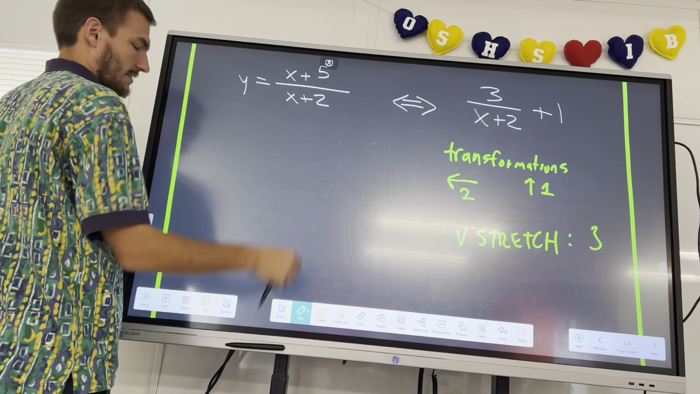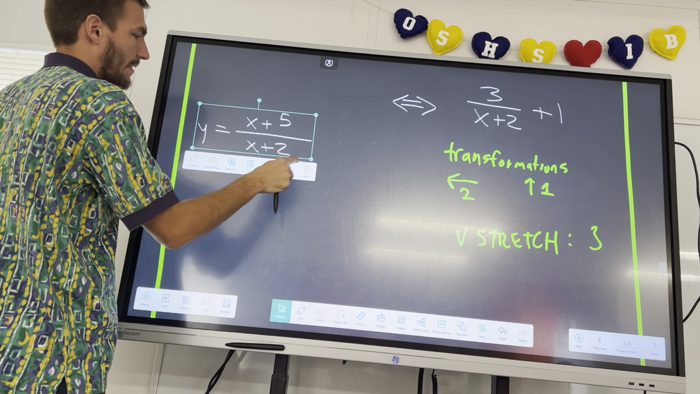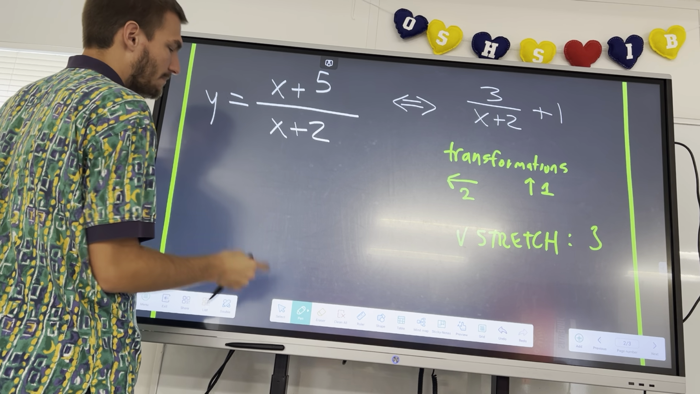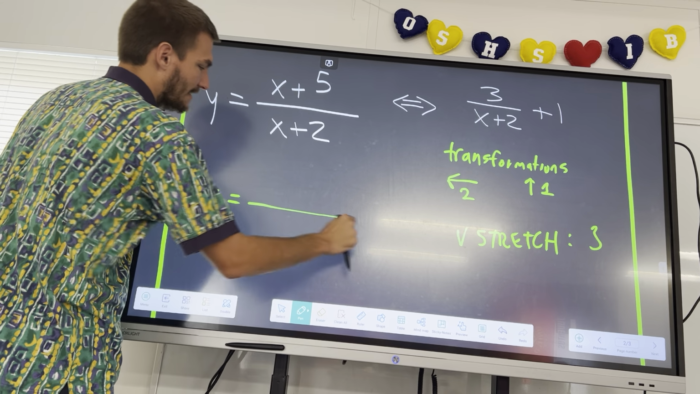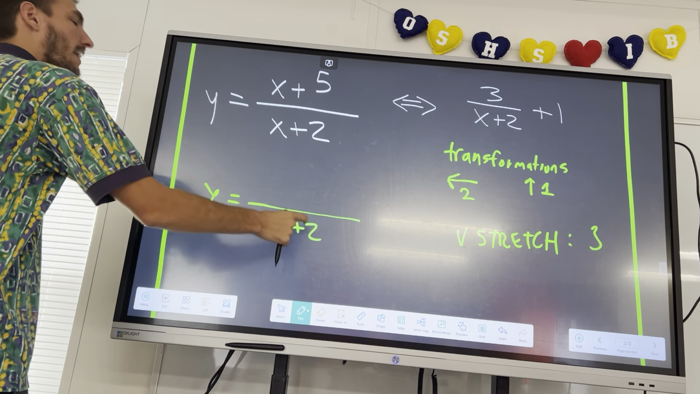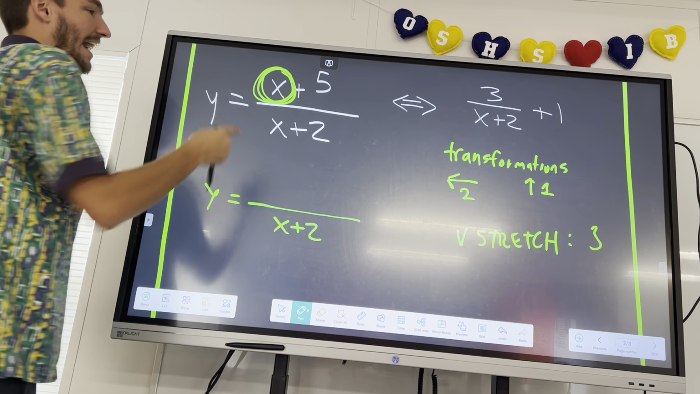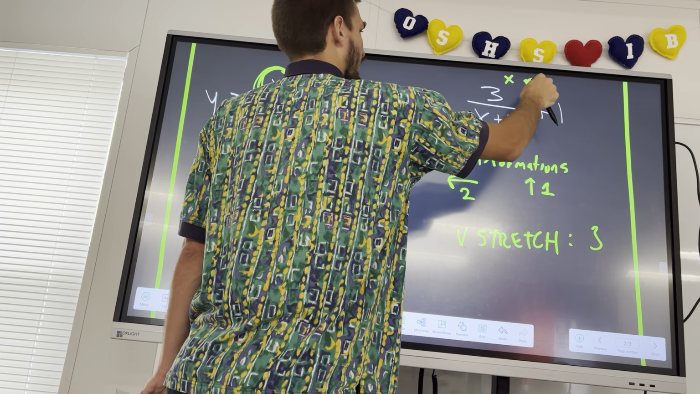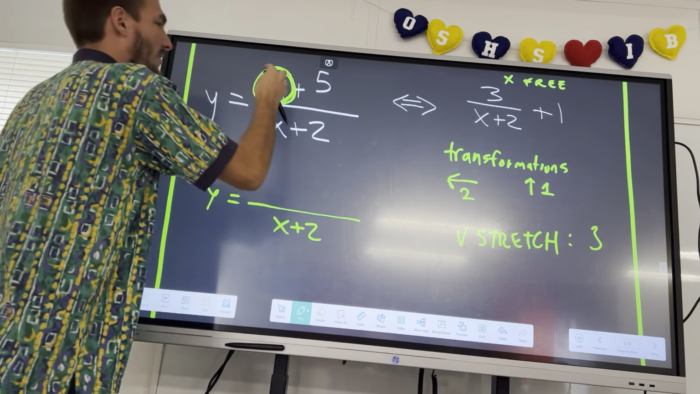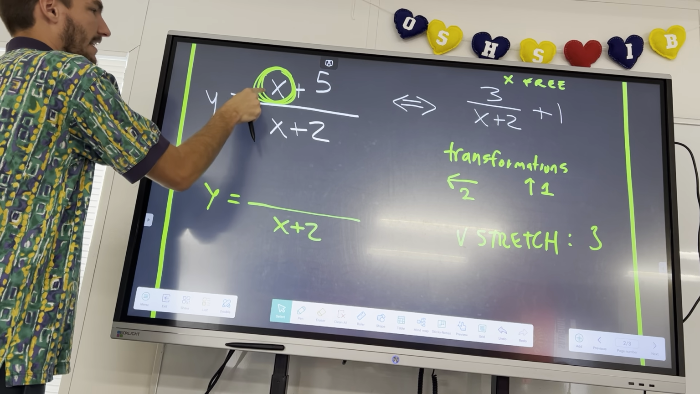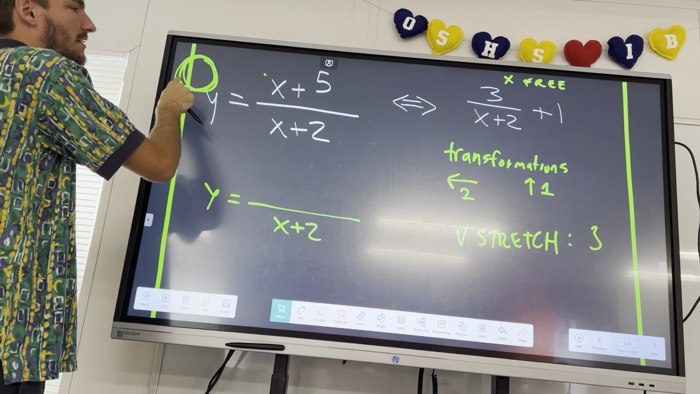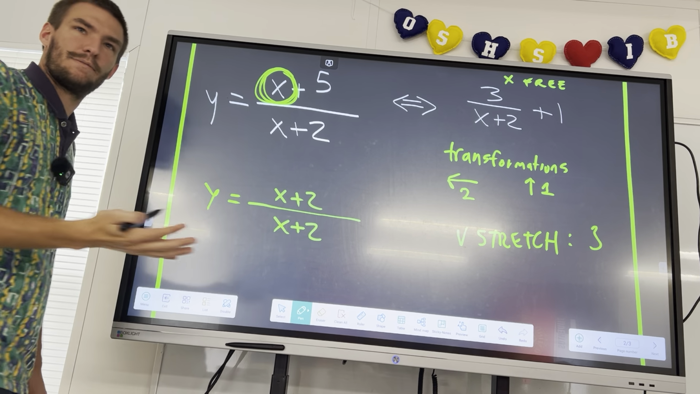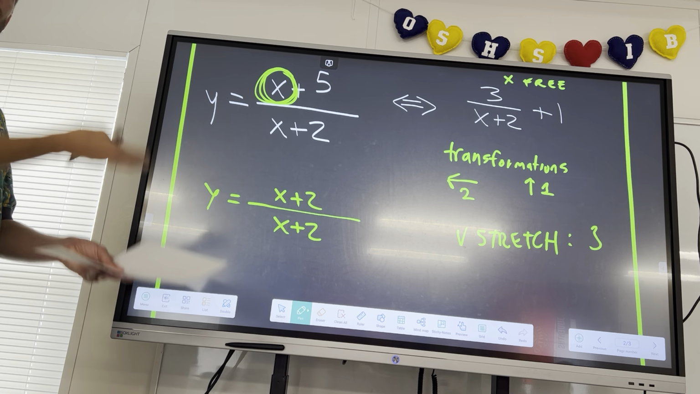I'm going to think about this. Let me grab it a little bit, maybe make it a little bigger. I'm going to think about this x plus 2 that's in the bottom. And so when I set this up, all of these top x's, I need to get rid of all of them so that I don't have any more x's in the top. This is x free. So if I want to grab one x, this x right here, and get rid of it, then I'm going to set up x plus 2 over x plus 2, because that will cross out and get rid of it.